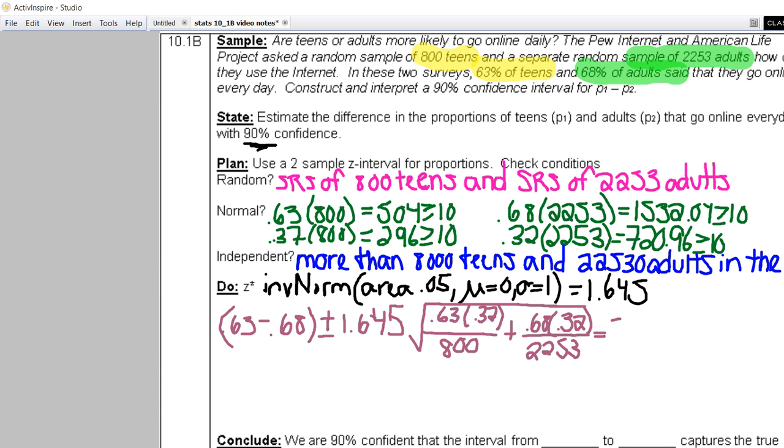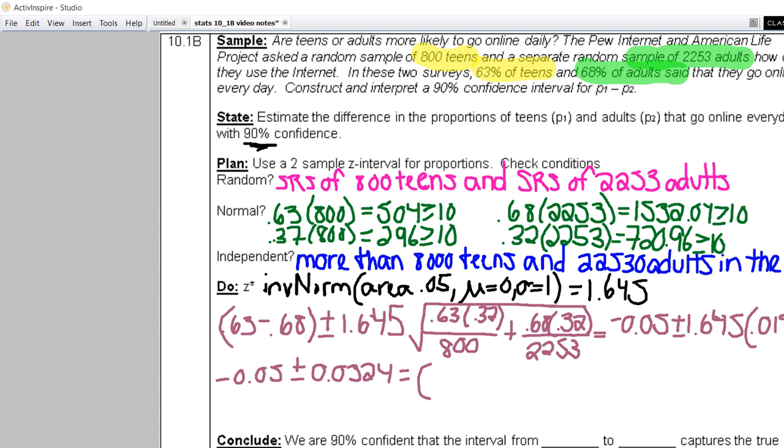Which is going to give us negative 0.05 plus or minus 1.645 times our standard deviation, which is 0.0197. Okay, so now we're going to figure out that 1.645 times 0.0197, which gives us negative 0.05 plus or minus a 0.0324.